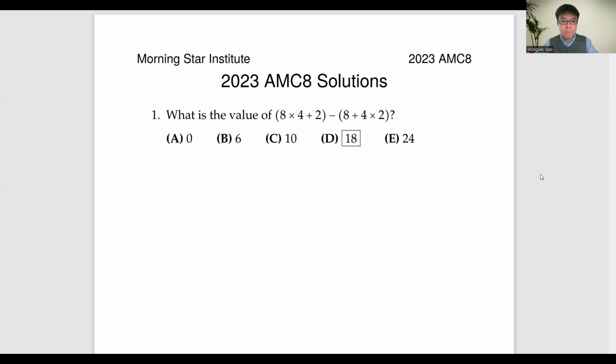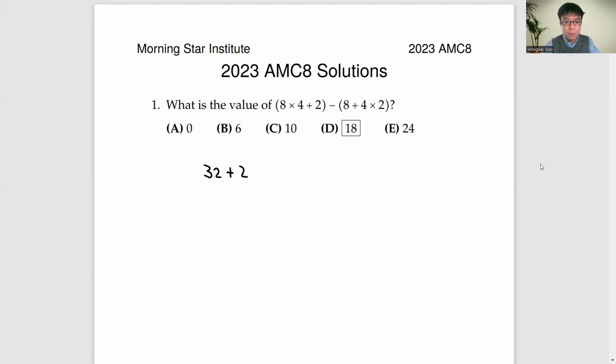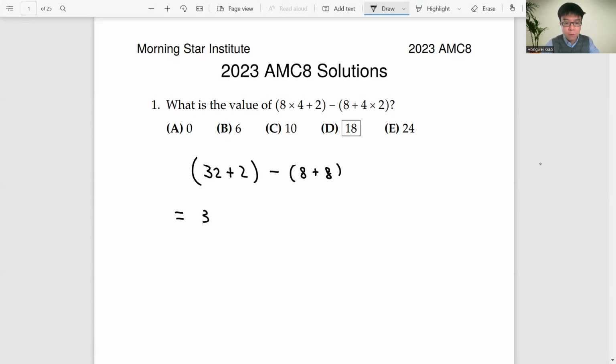Let's do question 1. What's the value of this expression? We just do direct computation. In the first parenthesis, we have 32 plus 2, minus the second parenthesis, which is 8 plus 8. It is 34 minus 16. So the answer is 18.